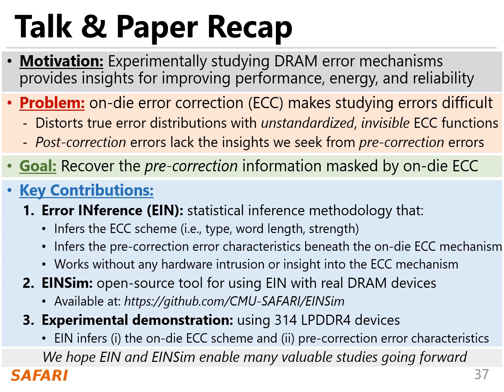To this end, we make three major contributions. First, we propose EIN, or error inference, which is a statistical inference methodology that infers the ECC scheme and the pre-correction error characteristics beneath the on-die ECC mechanism. Furthermore, EIN works without any hardware intrusion or insight into the ECC mechanism. Second, we provide EINSim, which is an open source tool for using EIN with real DRAM devices. And third, we provide an experimental demonstration using 314 LPDDR4 DRAM devices that shows that EIN effectively infers both the on-die ECC scheme and pre-correction error rates. We very much hope that both EIN and EINSim enable many valuable studies going forward.